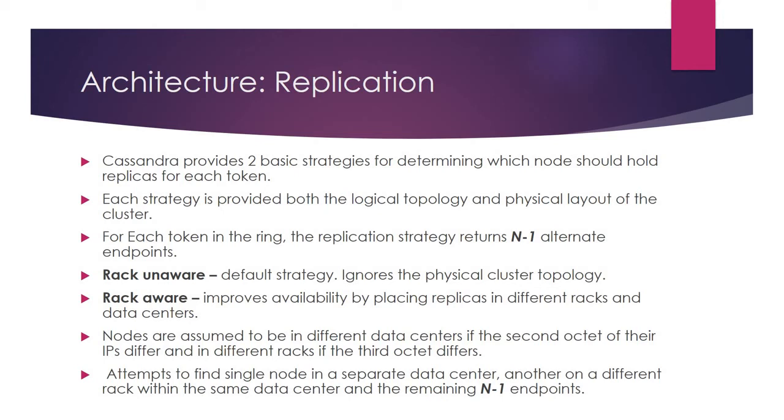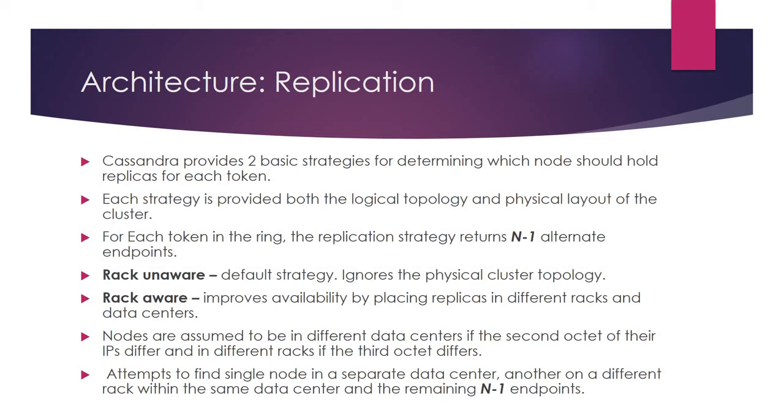So what are the two strategies that the paper has described here? One is rack unaware. It is the default strategy used by Cassandra, and what it does is ignore the physical cluster topology, that is, it ignores the token ring ordering, and it returns the endpoints of the next n-1 nodes in the token ring, after selecting the primary node at the beginning.